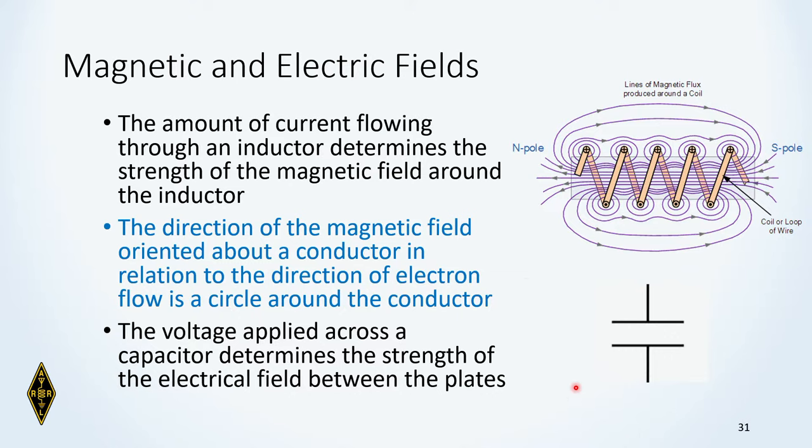Voltage applied across a capacitor determines the strength of the electrical field between the plates. That means if you charge this to 100 volts or 10 volts, that represents the energy that's going to be stored.